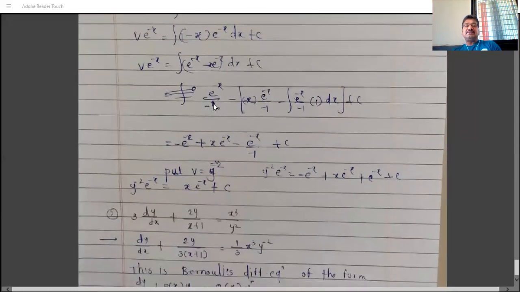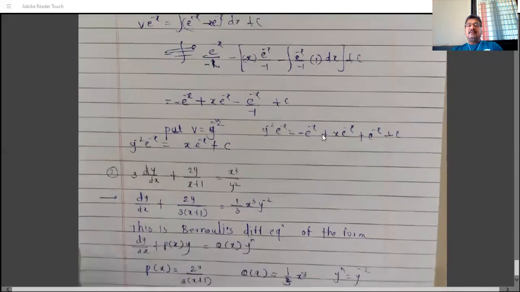And so the simplification is: minus e raised to minus x, since dividing by minus 1 means minus e raised to minus x. Minus minus becomes plus, so x e raised to minus x. And this minus sign, minus becomes plus, but again this divided by minus 1 means again a minus sign. So minus minus becomes plus, but after this minus sign we have again a minus sign, and the integration of e raised to minus x is e raised to minus x divided by minus 1 plus constant, and this minus minus becomes plus. Next step, e raised to minus x and e raised to minus x get cancelled.